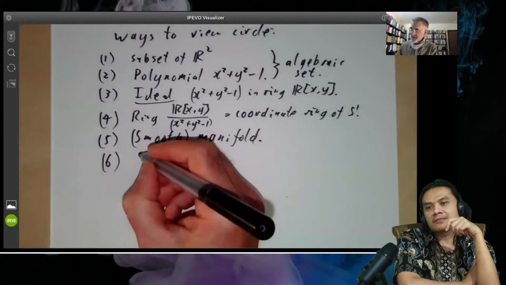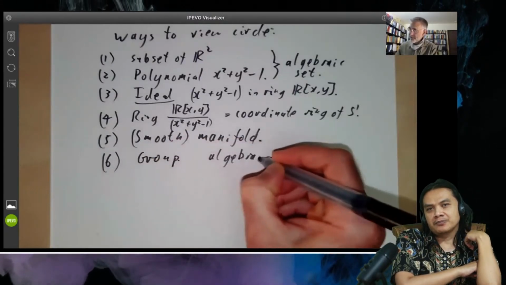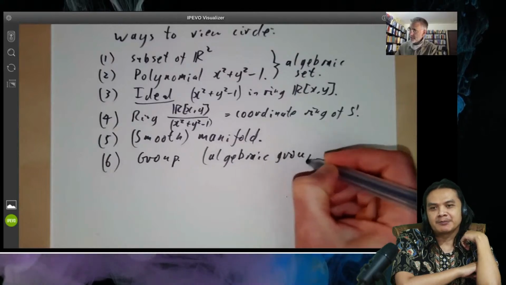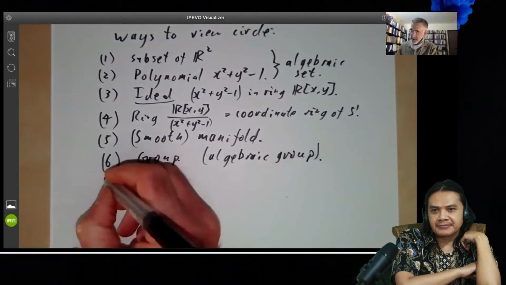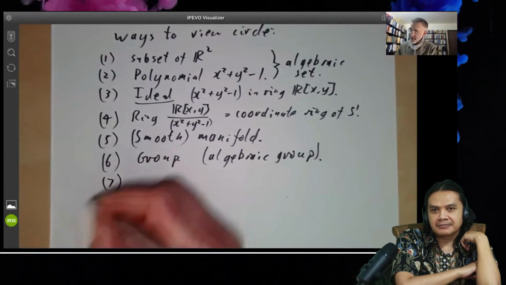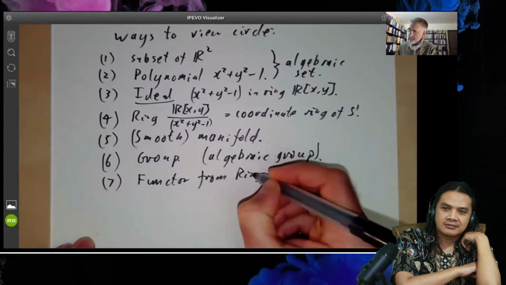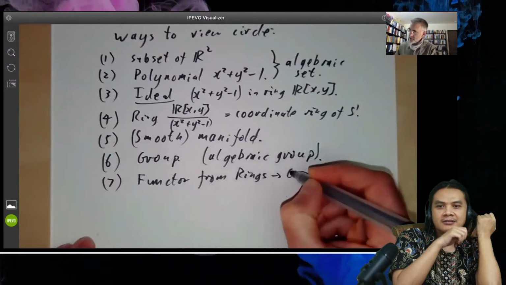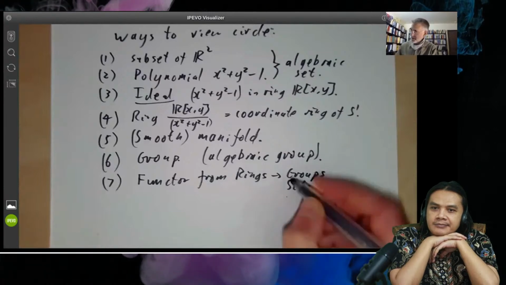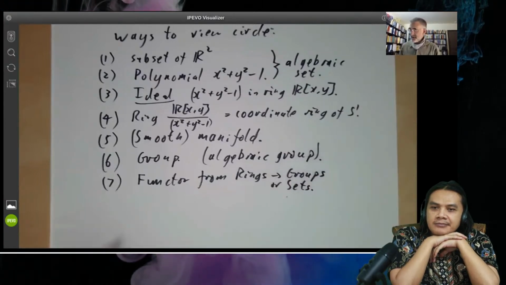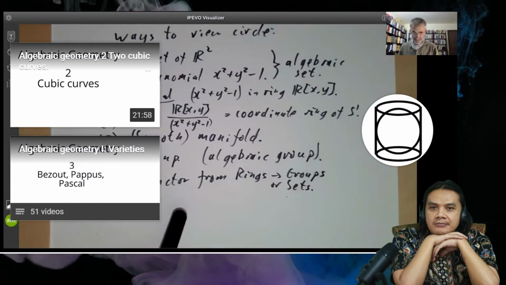Number 6, we can think of this as being a group, or rather an algebraic group. So algebraic group theory is quite a big area in algebraic geometry. And another way of looking at it is as a functor from rings to groups, or sets, if we don't want to think of it as being a group. So this is a very powerful method of studying algebraic sets, introduced mainly by Grothendieck.